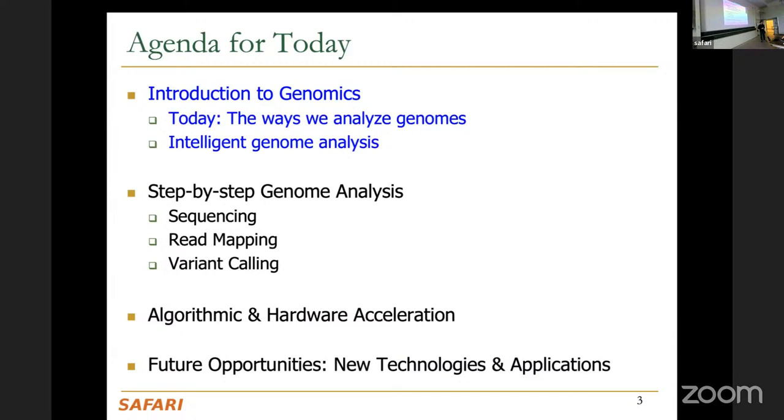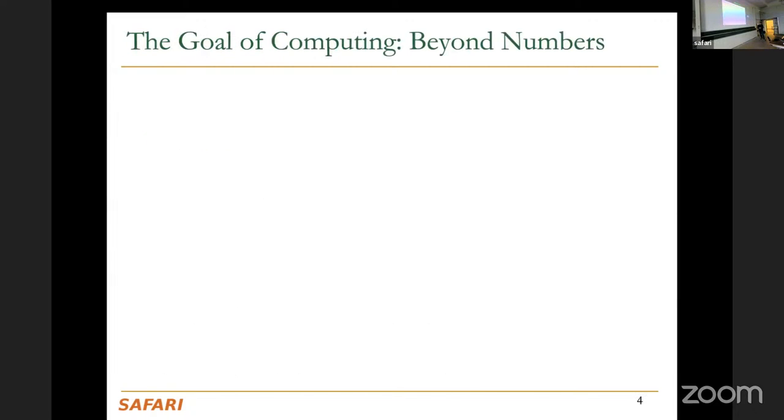And we have four main agenda items for today. I'll start with an introduction to genomics. Essentially, I'm going to show you how we analyze genomes today, and also I'll try to describe what intelligent genome analysis is. And then we'll move on to some low level, step by step, how we do genome analysis at lower levels and how we accelerate these steps. And then we'll conclude with some future opportunities and some discussion points.